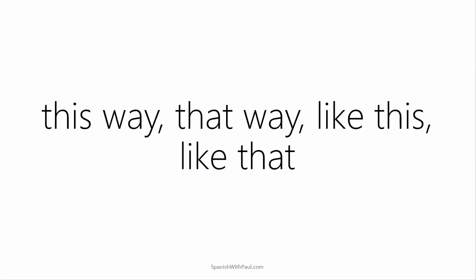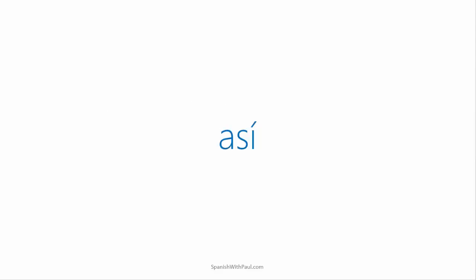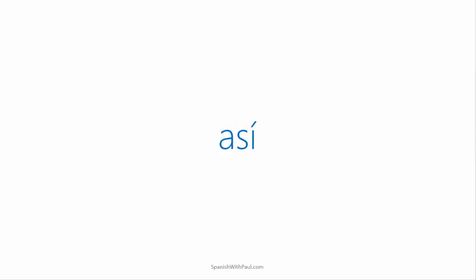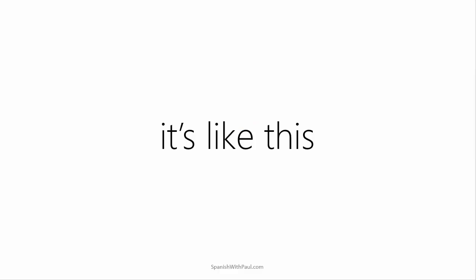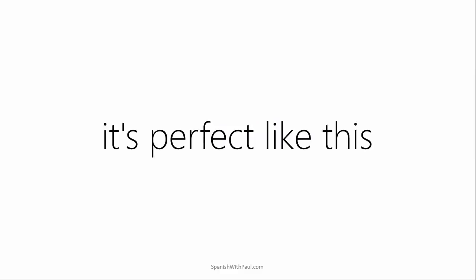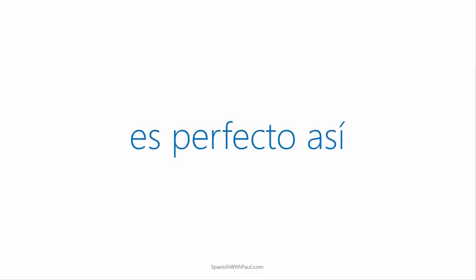We have this way, that way, like this, and like that. All of that is covered in Spanish with one little word, which is así, with an accent over the I. Así. How would you say it's like this? Es así. It's perfect like this. Es perfecto así.